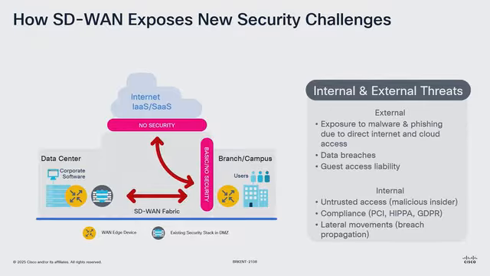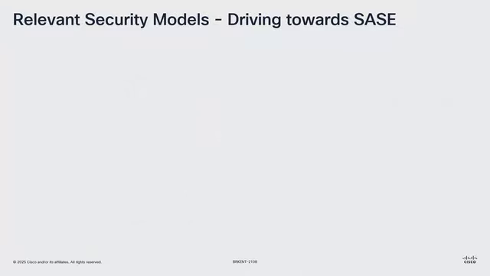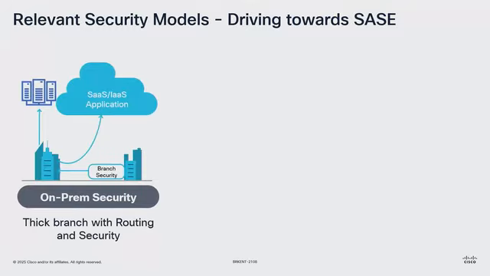So SD-WAN provides several on-box security features, and also supports a SASE implementation. That is, SASE is nothing but SD-WAN plus SSE, that is cloud security. You may have on-prem security with a thick branch and with routing and security implemented. That is, most of your security is implemented on box.